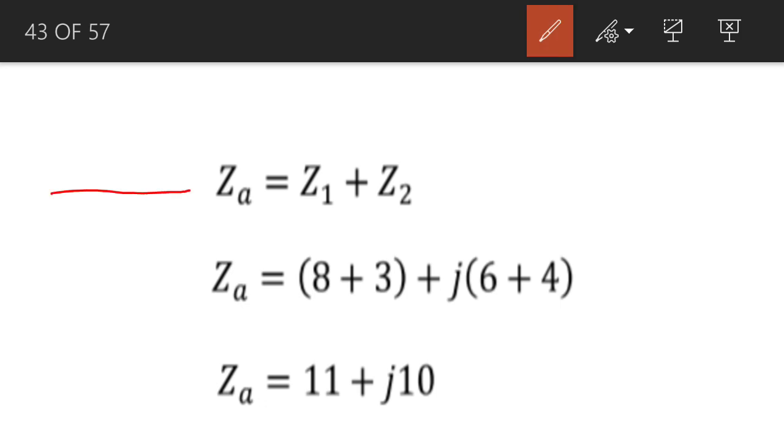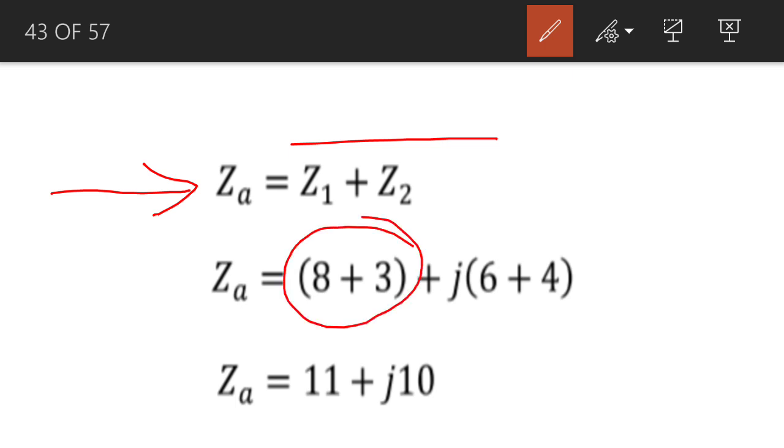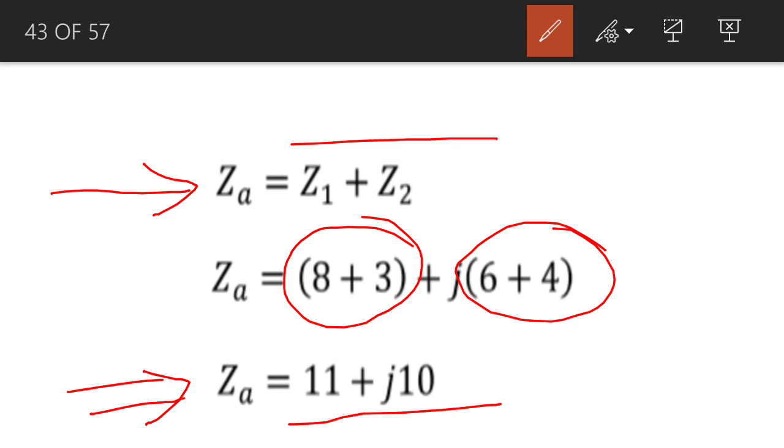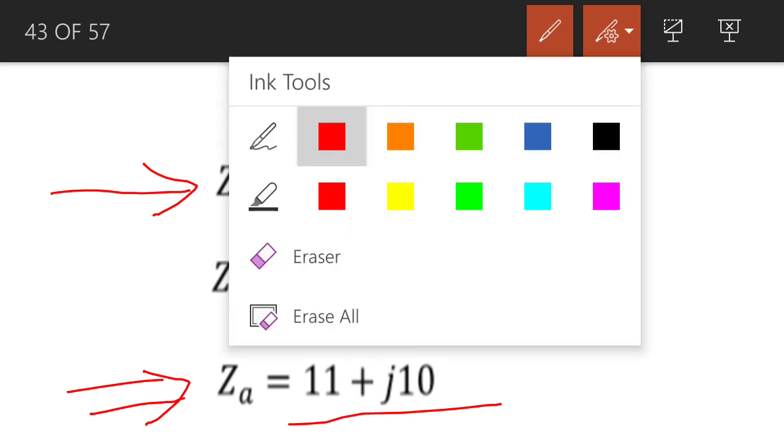The resultant phasor is represented by ZA, which is equal to Z1 plus Z2. So the real component of ZA will be equal to 8 plus 3, and the imaginary component of ZA will be equal to 6 plus 4. So ZA will be equal to 11 plus j10. This is the resultant phasor, and the resultant phasor is in rectangular form.